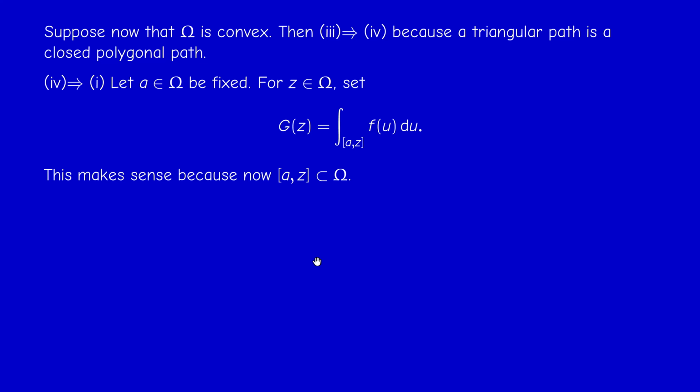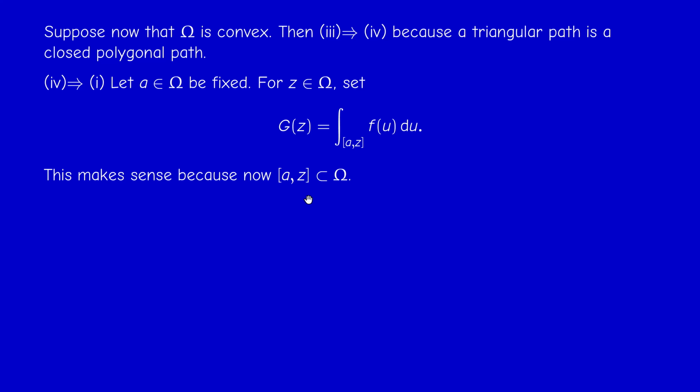Once again, fix A and Z, and fix A and let Z vary. So as a function of Z, we can integrate f along the straight line segment joining A to Z. Why is this well defined? Because since omega is convex and A and Z are in omega, the straight line segment joining A to Z is entirely in omega.